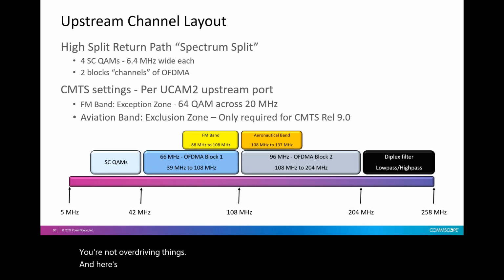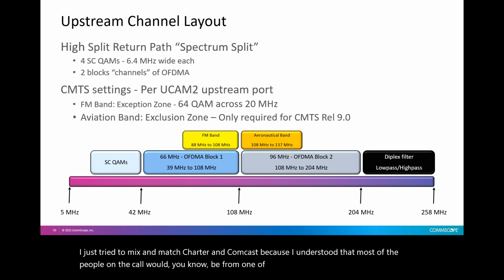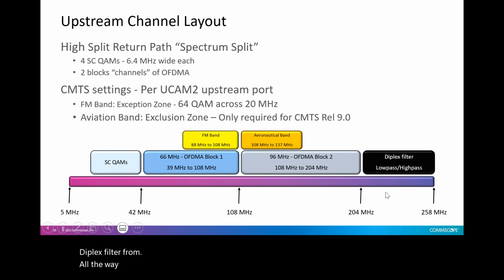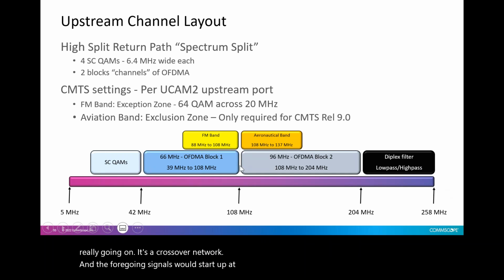And here's an upstream channel layout. This came from the Charter team. I just tried to mix and match Charter and Comcast because I understood that most of the people on the call would be from one of those two companies. But this is just what would be broken down in the return path, where you have the diplex filter from 5 all the way up to 204 on the return, and then there's an area where there's nothing really going on. It's a crossover network, and the forward going signals would start up at 258.